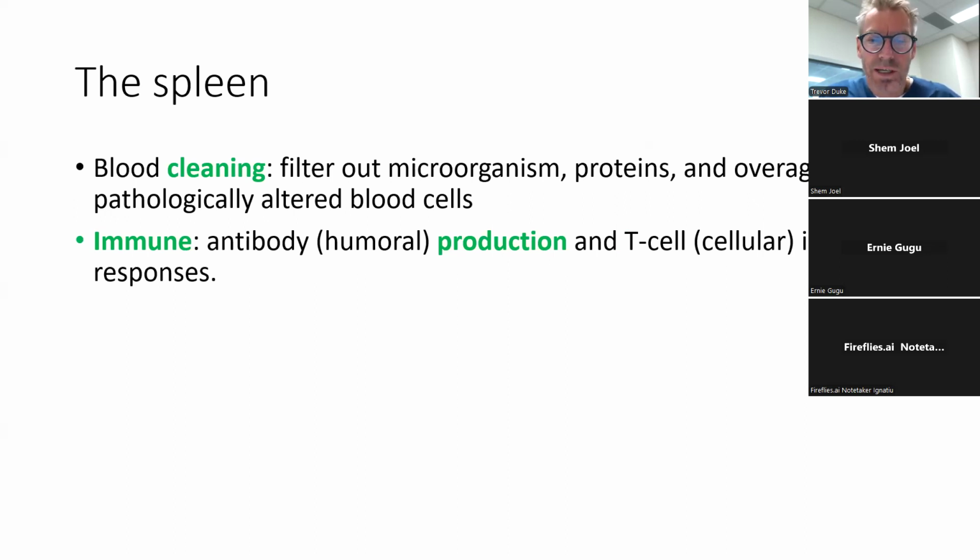It filters out microorganisms, especially certain sorts of bacteria, lots of proteins that are in the blood, and also altered red cells. When red cells reach the end of their lifespan, which is about 120 days, they get filtered out by the spleen.